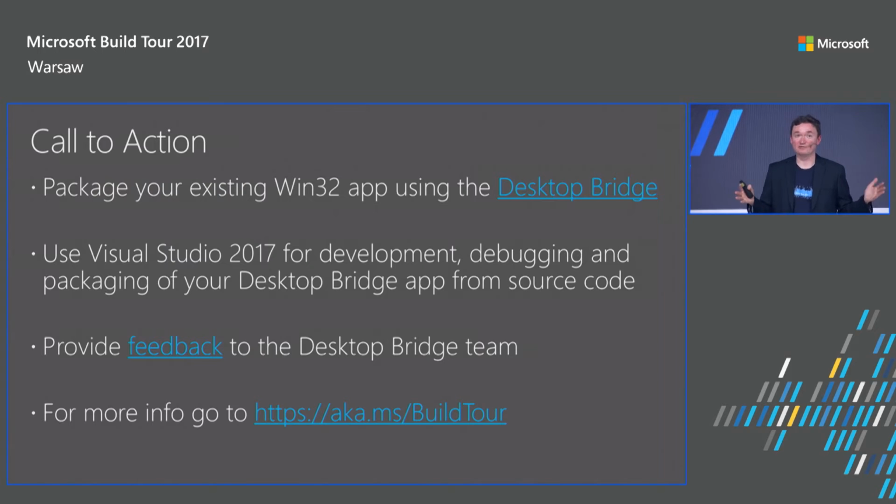Some calls to action. If you have a Win32 app, even if it's an old Win32 app and you haven't played with it for a while, try to convert it and see how it goes. Use Visual Studio 2017 for debugging if there are issues and you want to fix them. Provide feedback to the Desktop Bridge team through UserVoice.